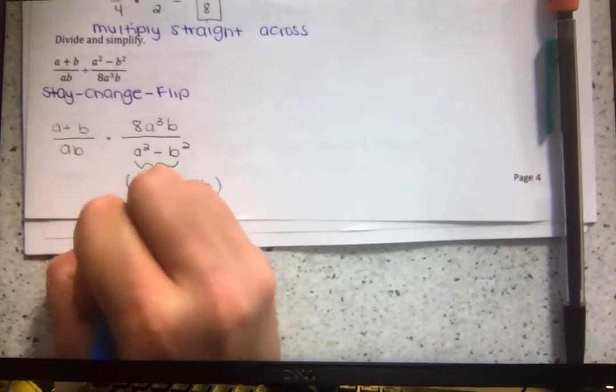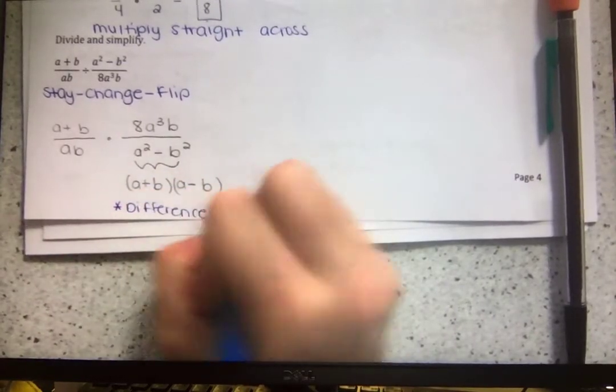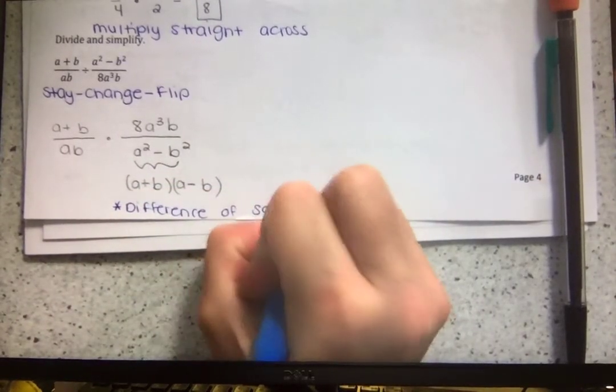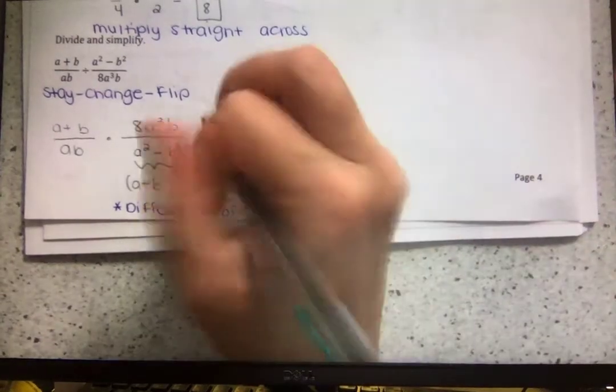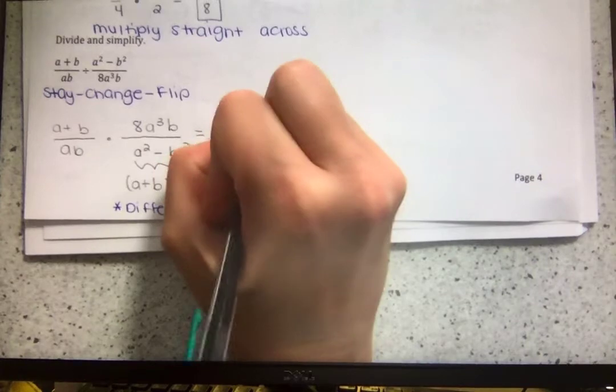I see a B can go away on the top and the bottom. I have 3 A's up top. I have 1 A on the bottom. I can take out one of those A's. If I have 3 of them up top, how many are left over if I'm taking one out?